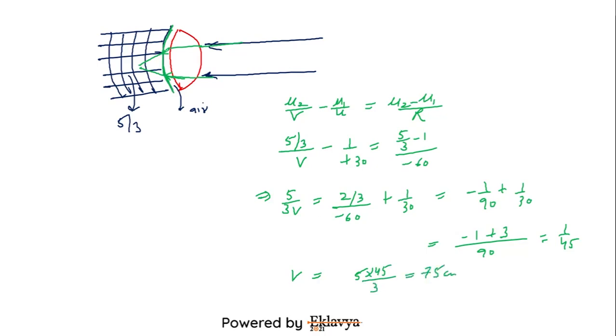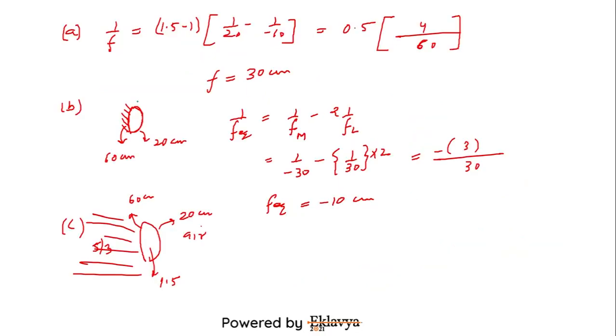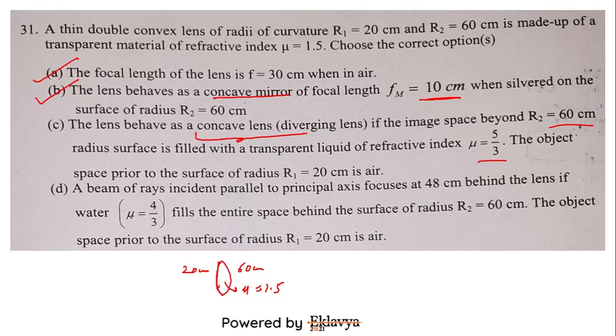So these rays will head towards a point here. So for a parallel beam, this entire combination is actually behaving as a converging system. So this option says it behaves as a concave lens, that means a diverging lens. So this is wrong. Okay. Now we will check option D.